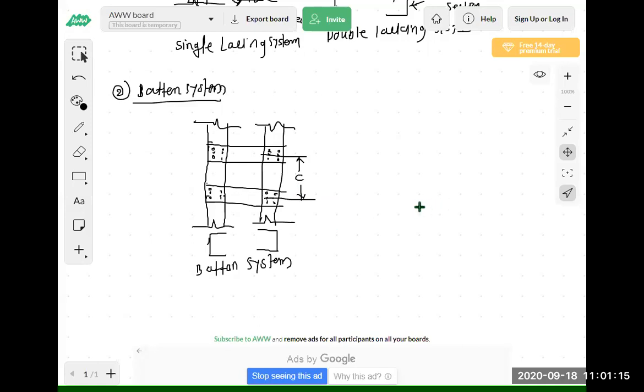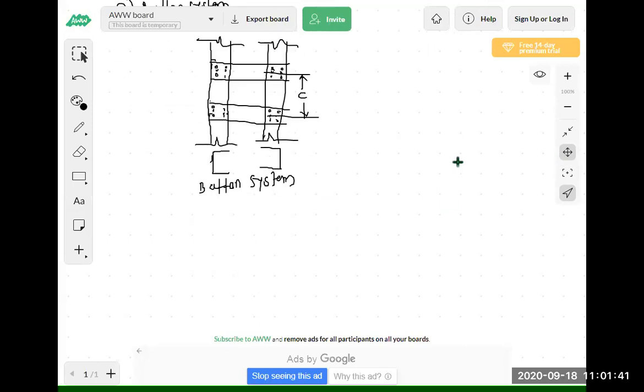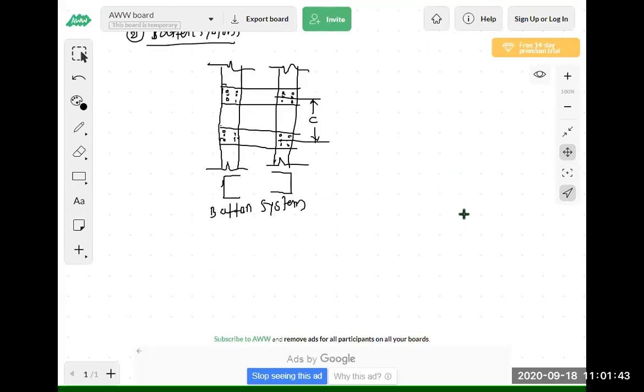One of these two examples is asked in the exam. Design a built-up column using a suitable lacing, or design a built-up column using a batten system. Like this, the examples will be asked in the examination. Okay, so that is related to lacing and batten. Has everyone drawn the sketches?